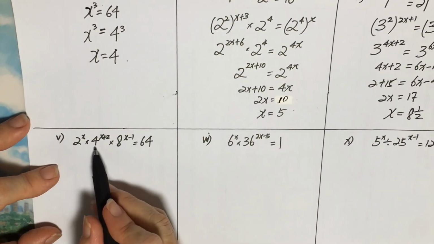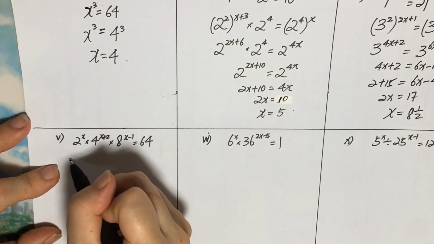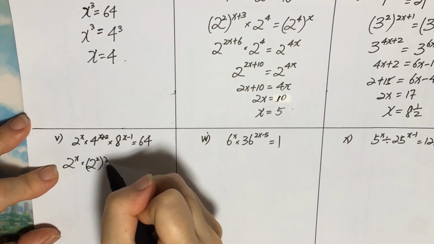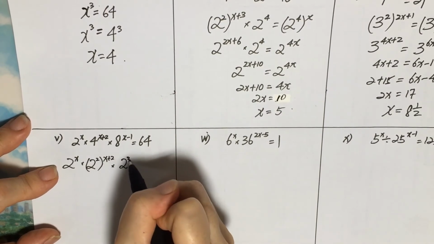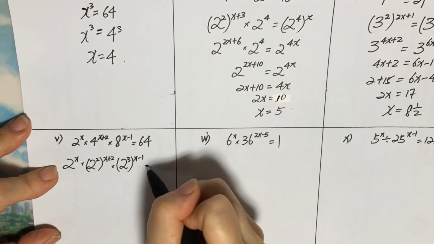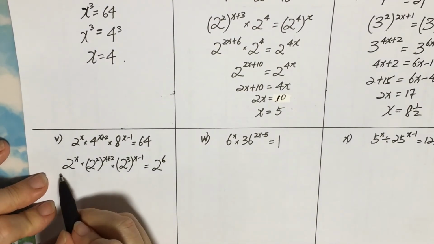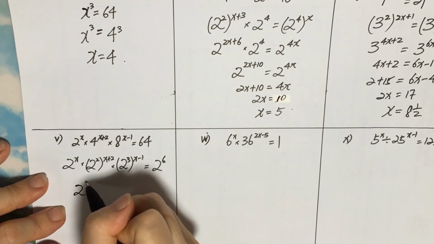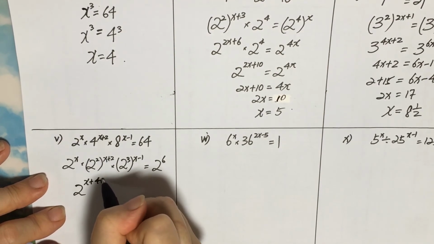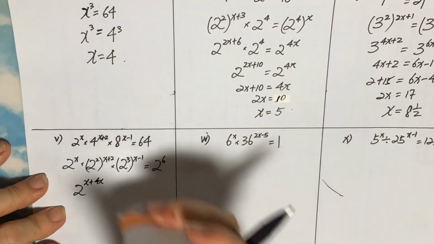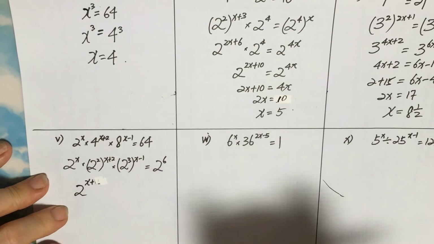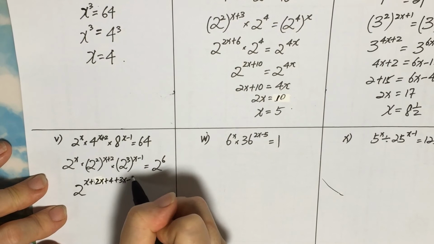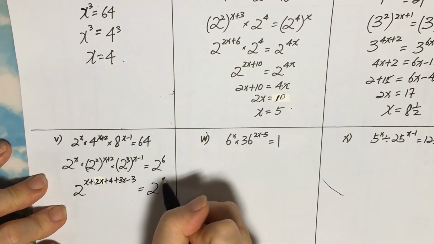Okay, 2, 4, 8, 64. So change all to base 2. So this is 2 squared. This is 2 cubed. And this is 2 power 6. Okay, when you multiply all these together, means you're going to add up the power. So the power will be x plus 2x plus 4, plus 3x minus 3, equals 2 power 6.